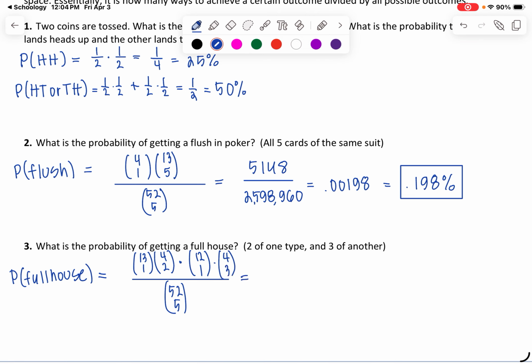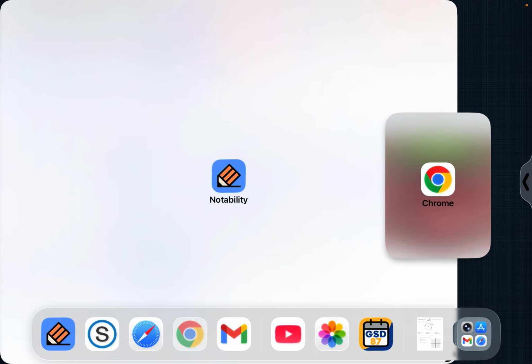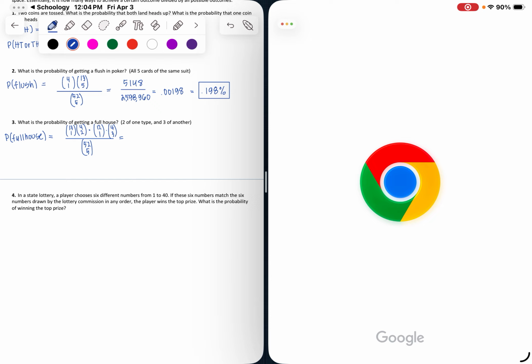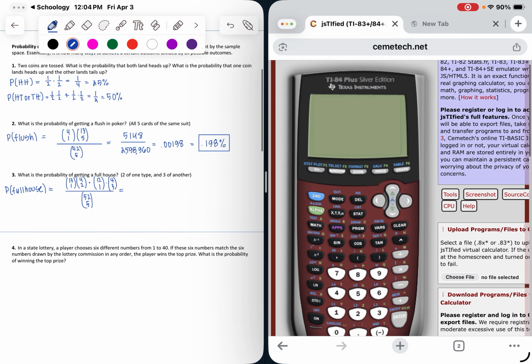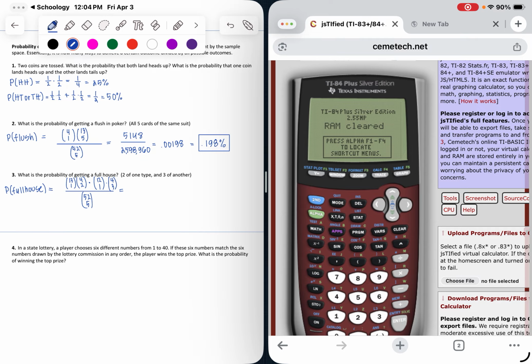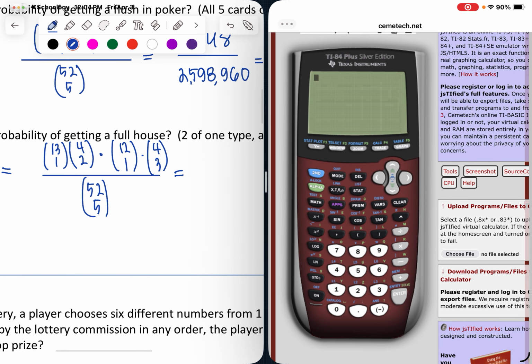We're going to put that in our calculators: 13 choose 1 times 4 choose 3. Let's make sure we remember how to put that in our calculator. I'll only do it once because it takes a lot of button pushing. You can always pause the video and try it yourself.